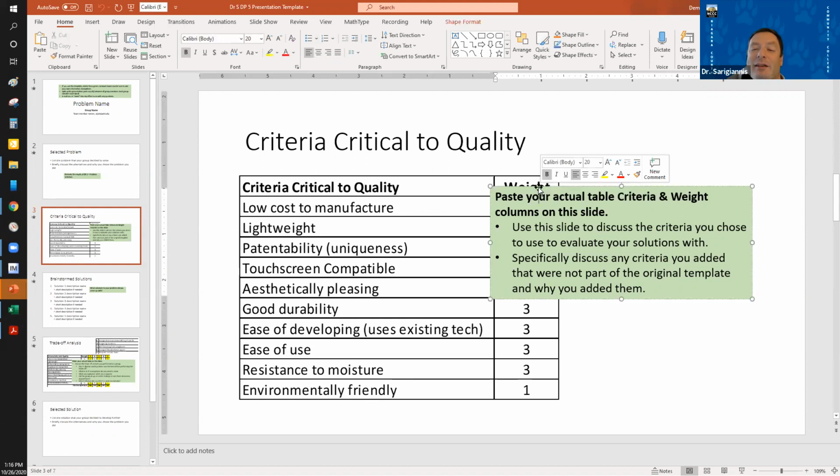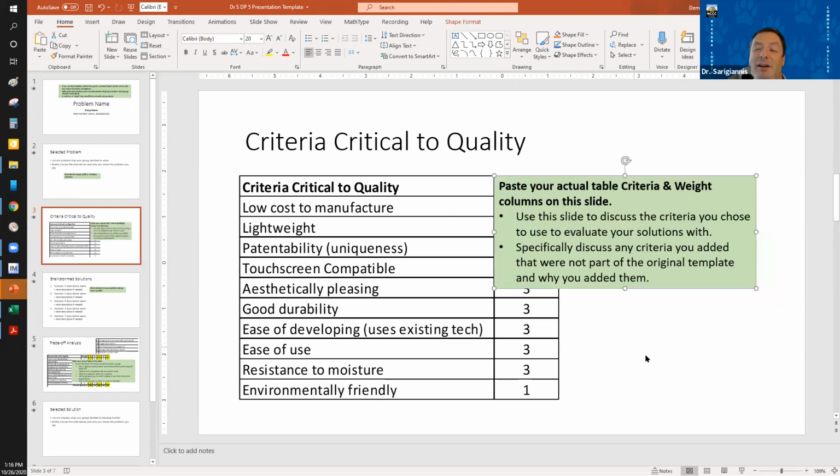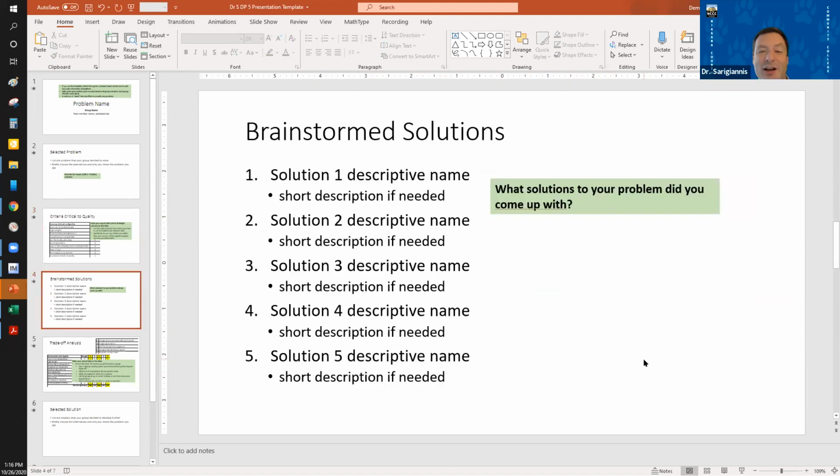Like some of these are ranked pretty low. Some of these are ranked high. Why are these ranked high? Why is this one ranked low, right? Discuss that. Again, you did all this work already. You submitted a memo for this. So you have all this stuff done. Brainstorm solutions, you just did this one. So solution, short description if needed.